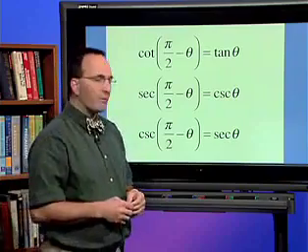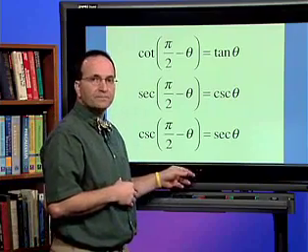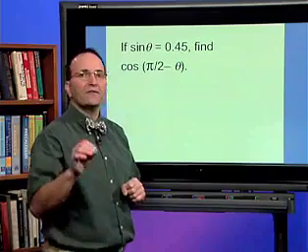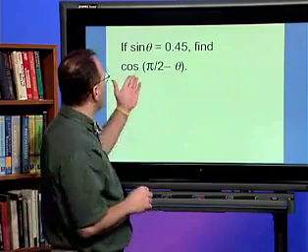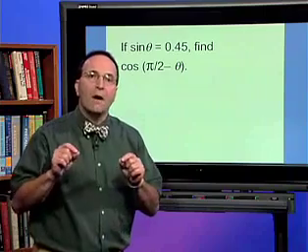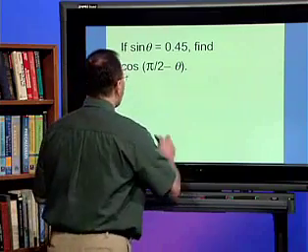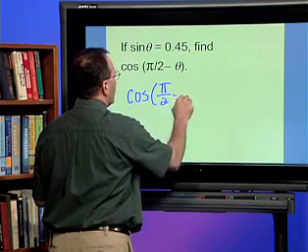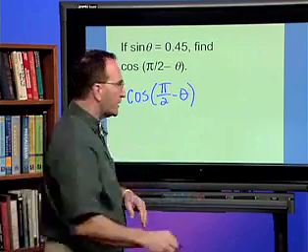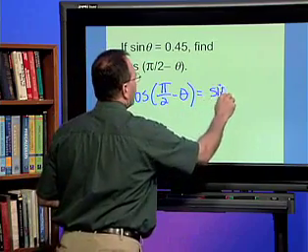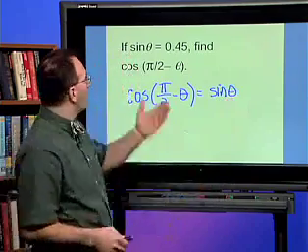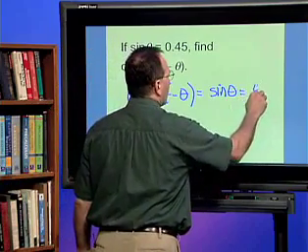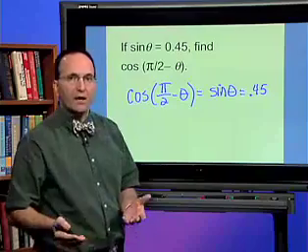Let's work an example of where we use the cofunction identities. We want to find the sine of theta. We have the sine of theta is equal to 45/100ths, and we want to find the cosine of pi over 2 minus theta. Well, from our identities, the cosine of pi over 2 minus theta is equal to the sine of theta. And we were given that the sine of theta is 0.45, so that means that's our answer for the cosine of pi over 2 minus theta.